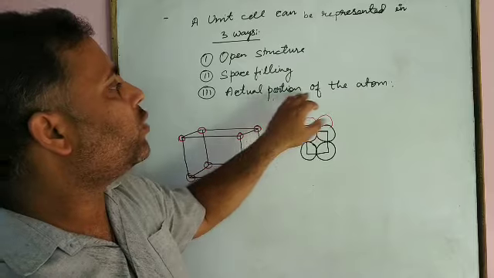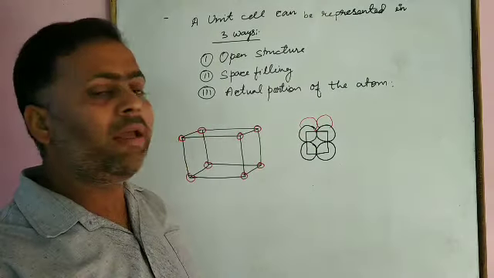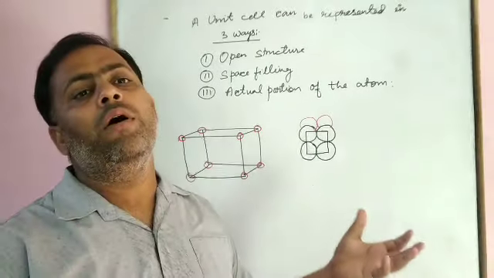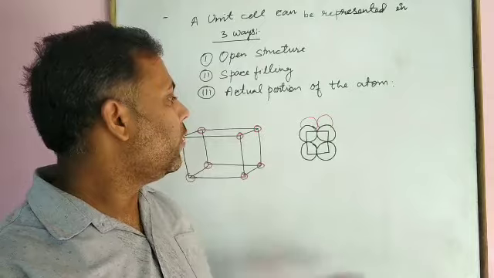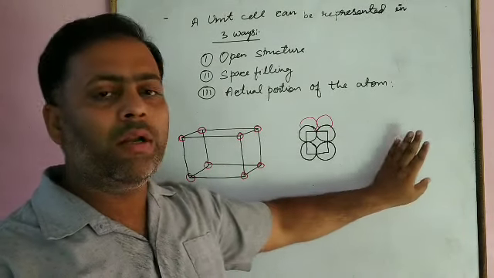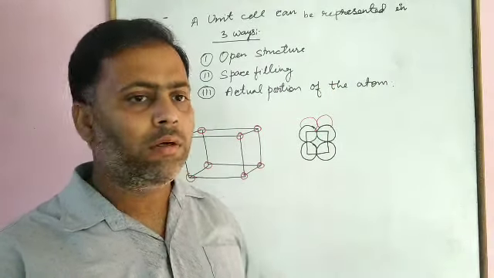The next one, actual portion of the atom. In that case, we are only and only going to represent the actual portion of a particular atom in a cube. If we are going to represent it, it is quite difficult to represent. So for that, I am not going to represent it. Clear?